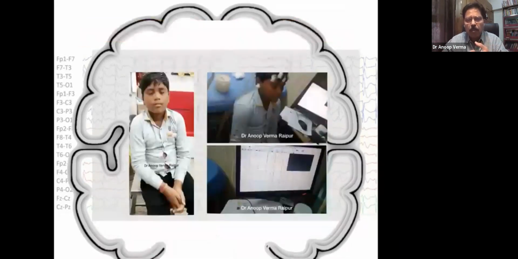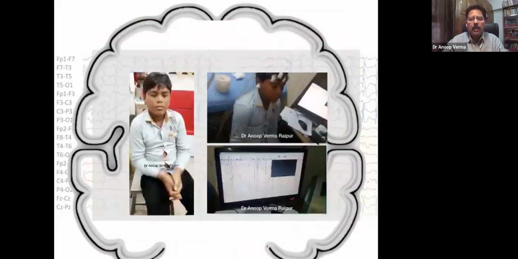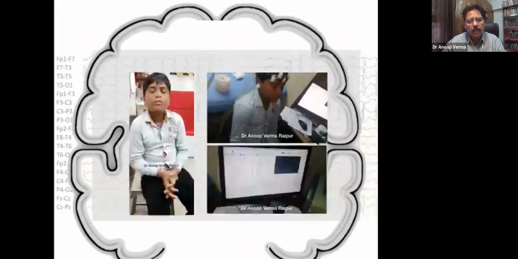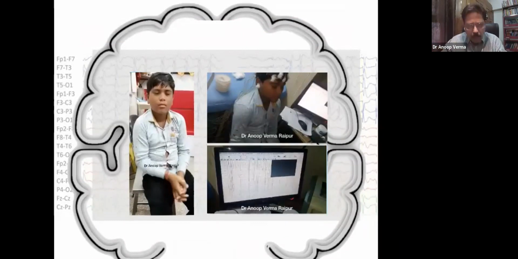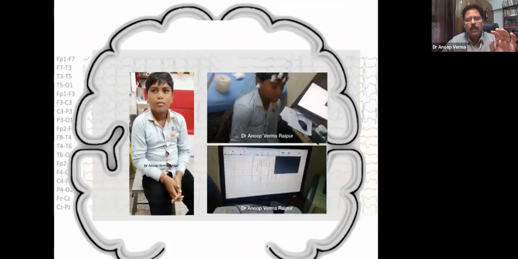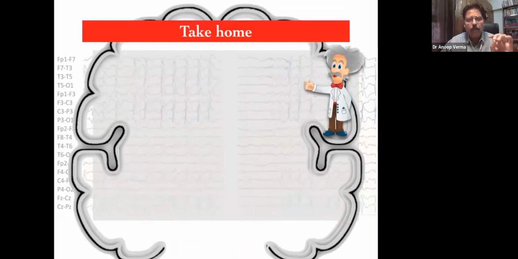So this EEG was taken in this patient. You can see the artifact, movement artifacts are there. So medicines were stopped, counseling was done. So this is very, very important. EEG is never required in all cases of abnormal movement.